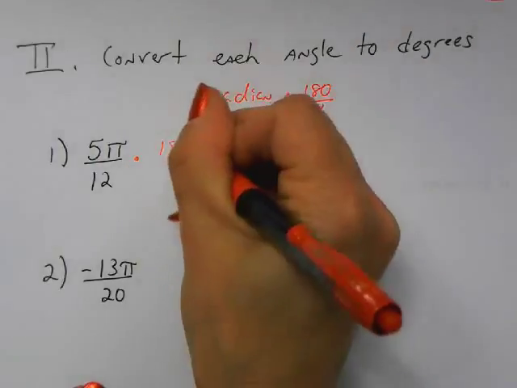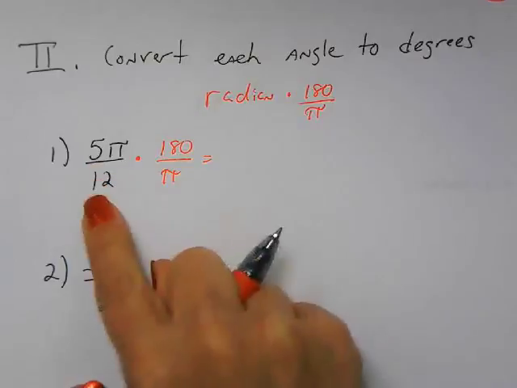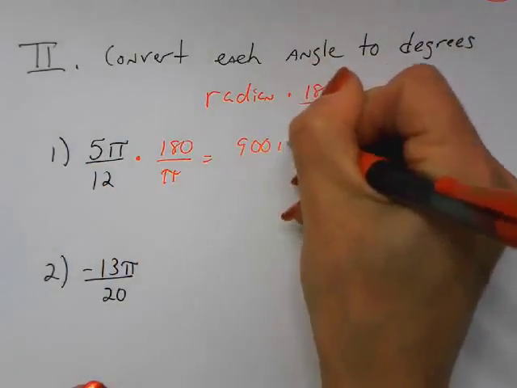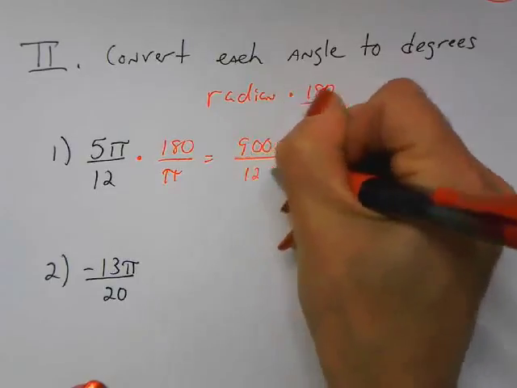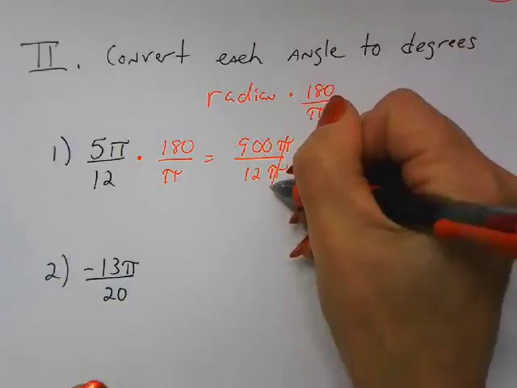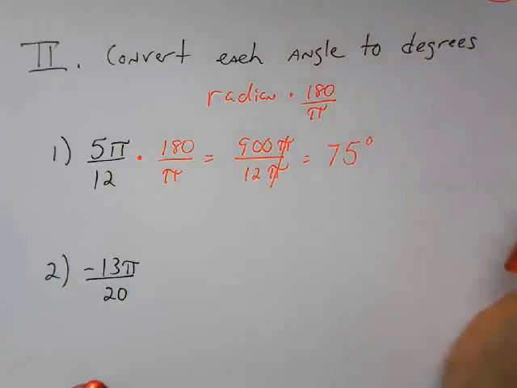Alright, so I'm going to multiply by 180 over pi. So you multiply straight across the top, straight across the bottom. So I get 900 pi over 12 pi, and what happens to your pi's? They cancel out, and then you just do 900 divided by 12 is 75 degrees.